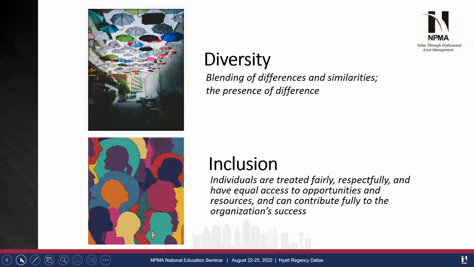But I'd like to focus today on the concept of diversity. Yes, blending of differences and personalities, the presence of difference, the variety of approaches, in this case not just from individuals in terms of ethnicity or race or their work experience or their neurodiversity, background, education, beliefs.